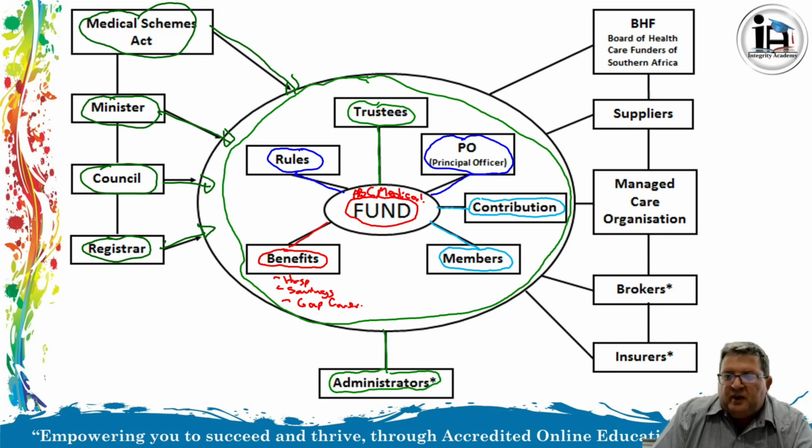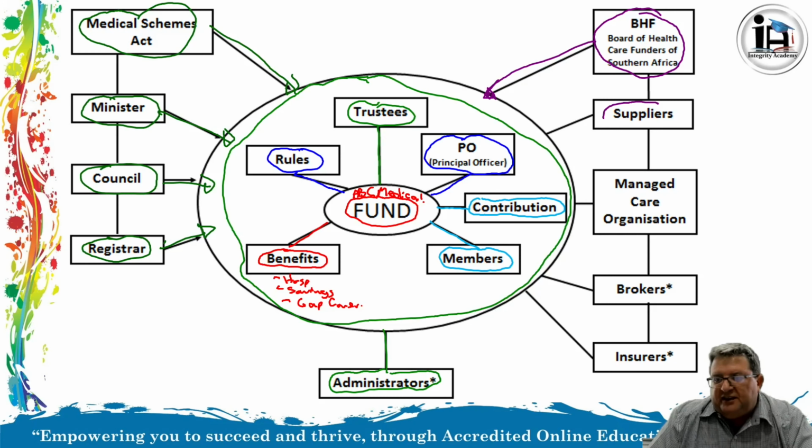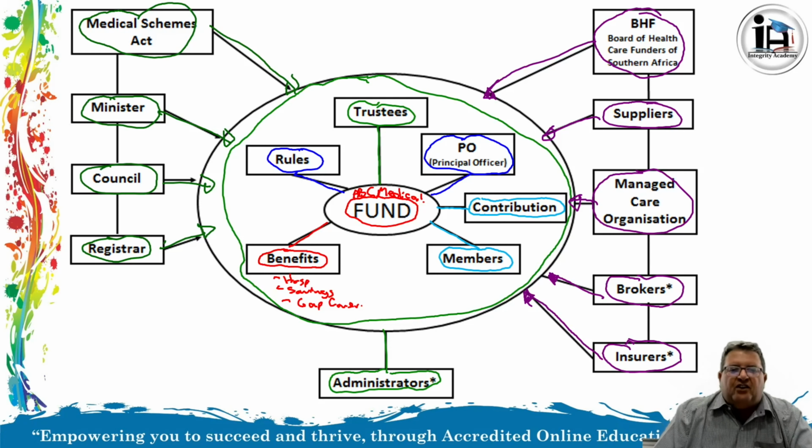And then the Board of Health Care Funders of Southern Africa also tells them what to do. They might have the suppliers, which are the hospitals, the doctors, the dentists, or a managed care organization like SpectrumMed or something like that. The brokers also look at them and sell their products, and then we've got the insurers for the gap cover and stuff like that. So this is the whole scenario, how everything fits together.